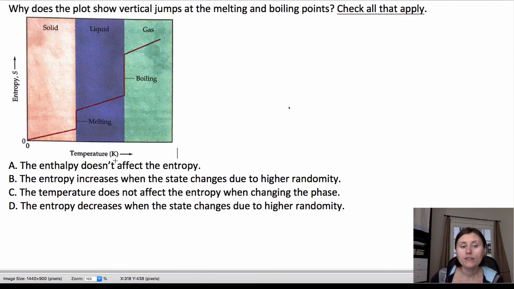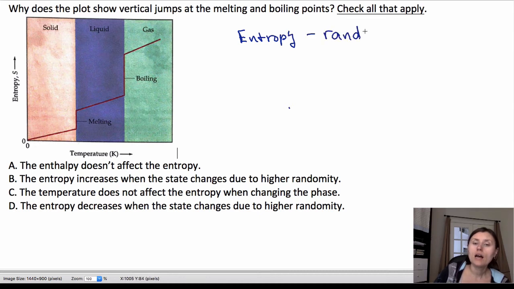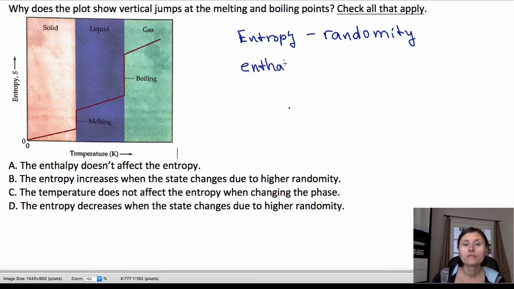Option A is the enthalpy doesn't affect the entropy. So let's review what entropy is. Entropy is the amount of randomness. So entropy is the same as randomness. The more randomness in the system, the higher the entropy. Enthalpy is the total heat that's in the system.